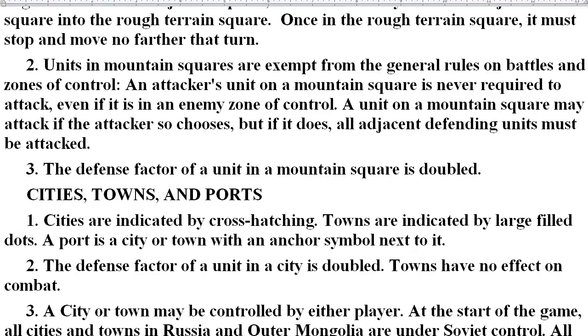Units in mountain squares are exempt from the zone of control rules in the sense that an attacker unit on a mountain square is never required to attack, even if it is in an enemy zone of control. The attacker may choose to attack, in which case all adjoining units of the other side must be attacked by someone, but if the attacker chooses to have the unit just sit there, they're allowed to do so. Defending units in mountain squares are doubled.